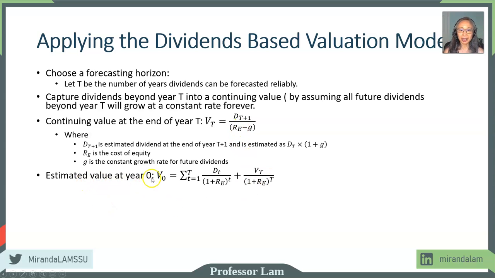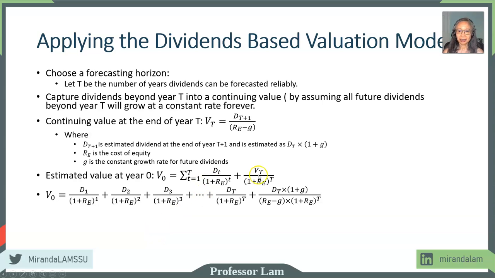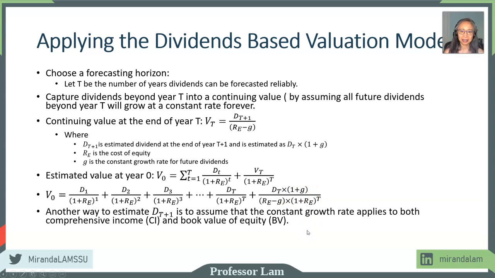So the value of the stock in year zero now becomes the sum of the present value, so this is the discounted dividend from year one to year T, which is the forecast horizon, plus the continuing value. Again, we have to discount that back to year zero. So instead of using the summation, if we expand this out, this means we are discounting the dividend from year one back 1 year, year two back 2 years, year three, up to the end of the forecasting horizon. And then we take the continuing value. So this is expanding all these terms.